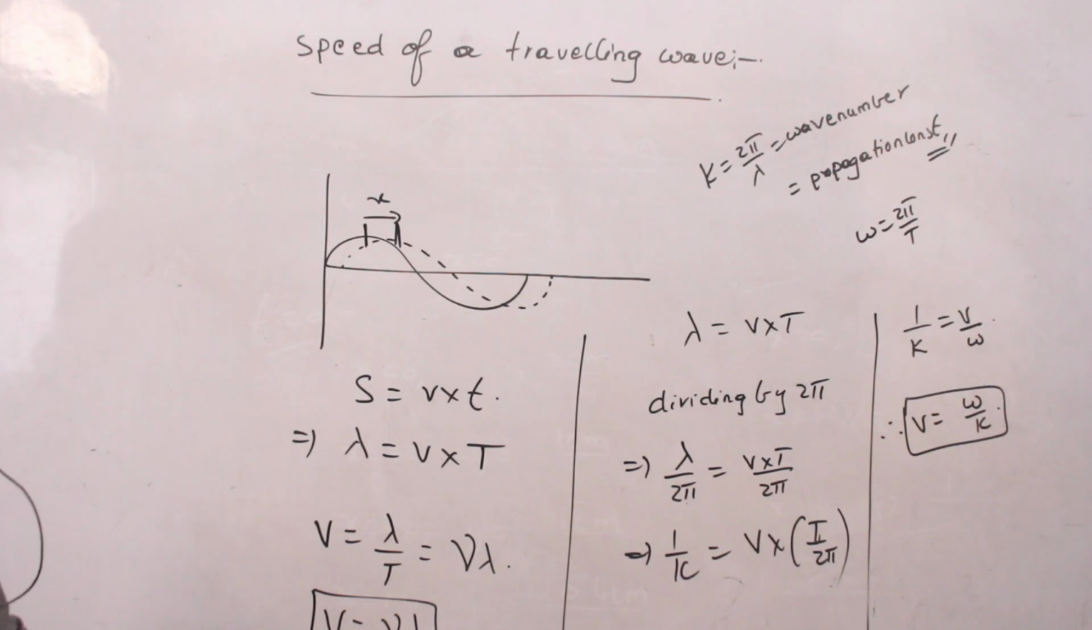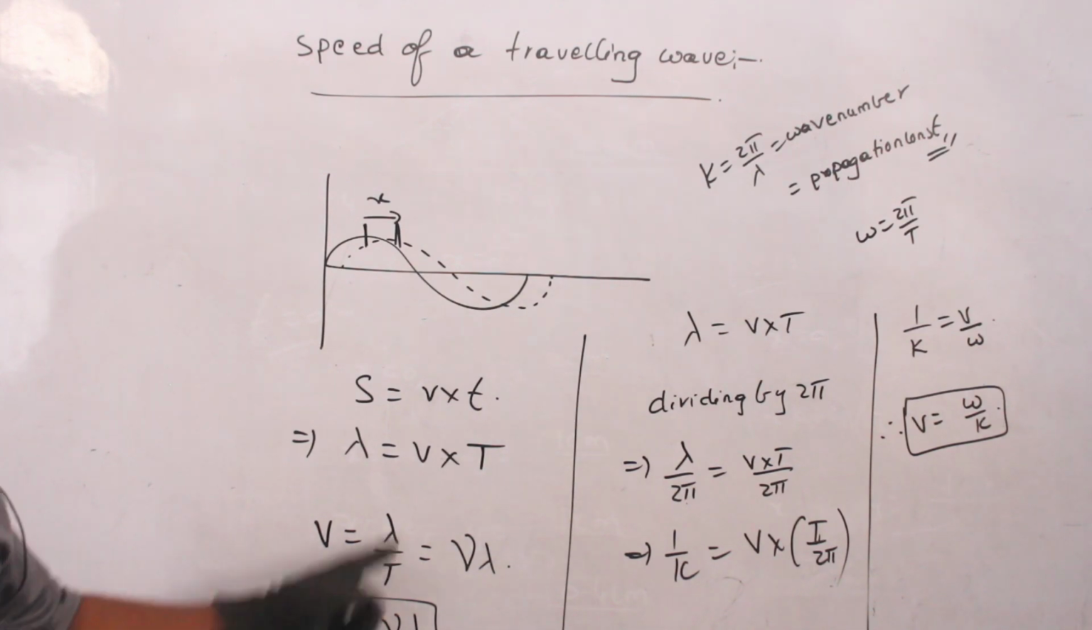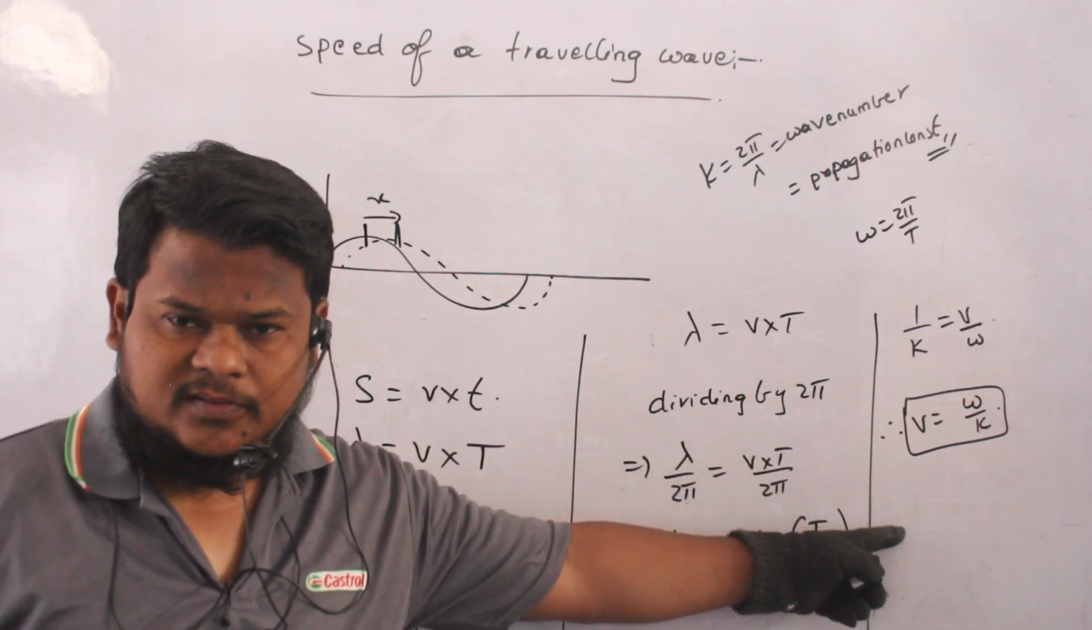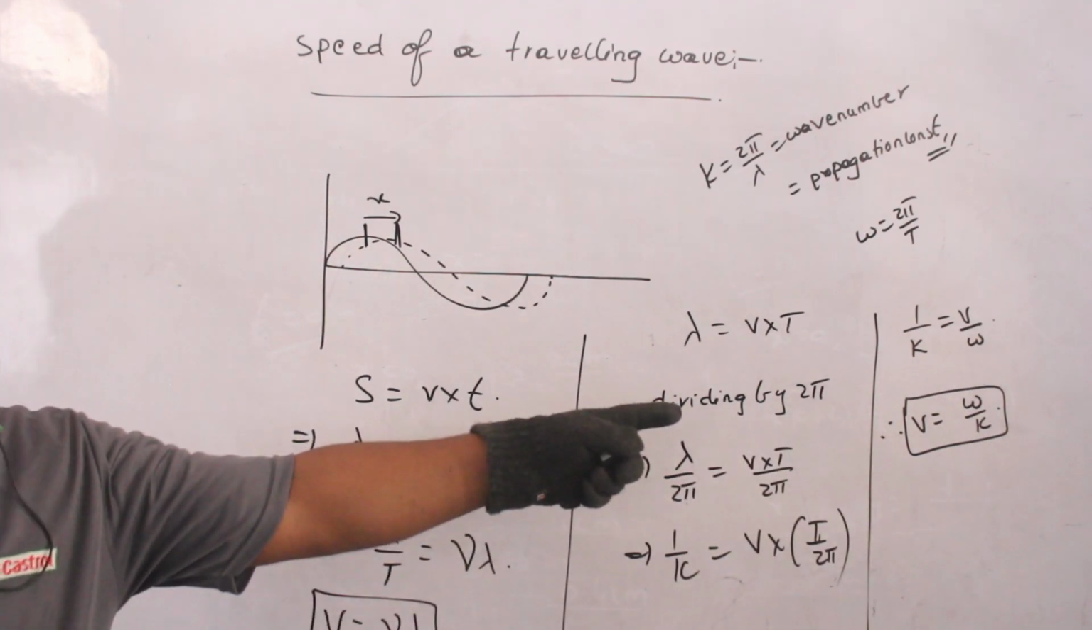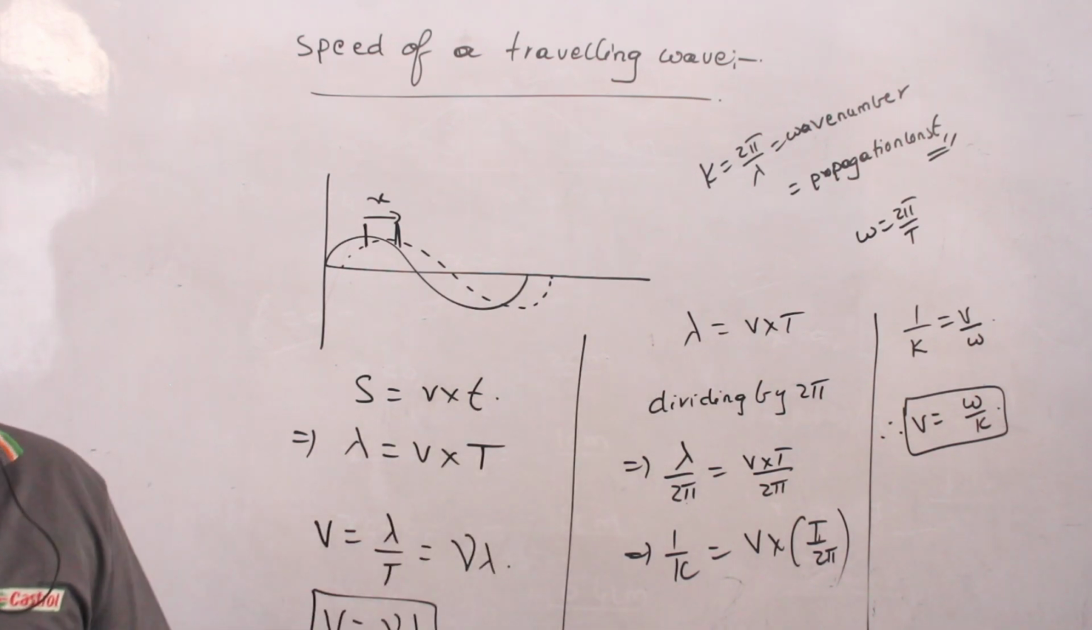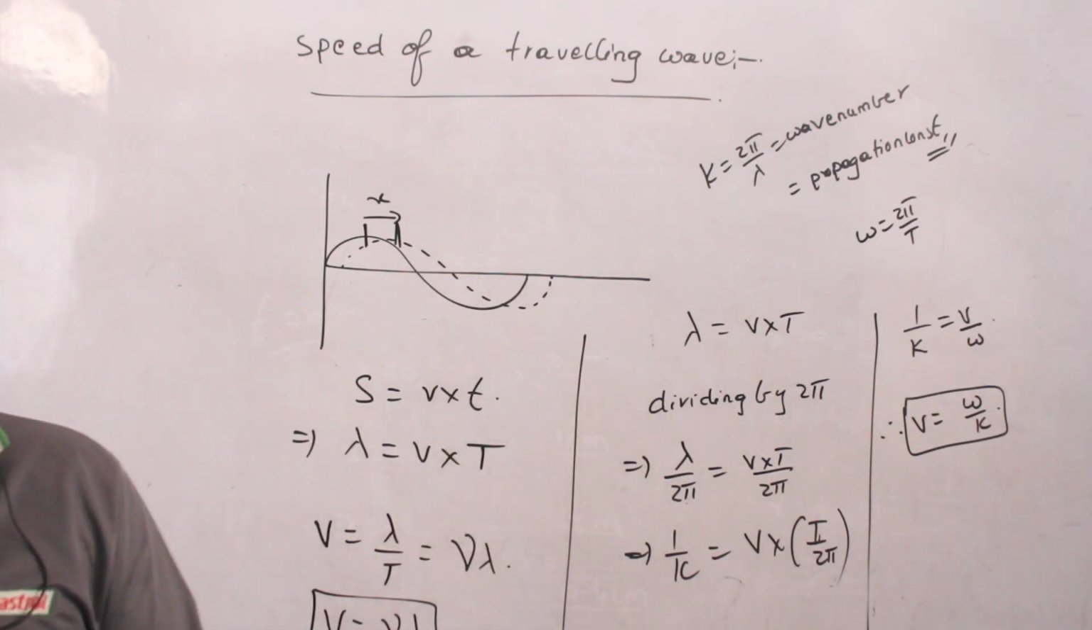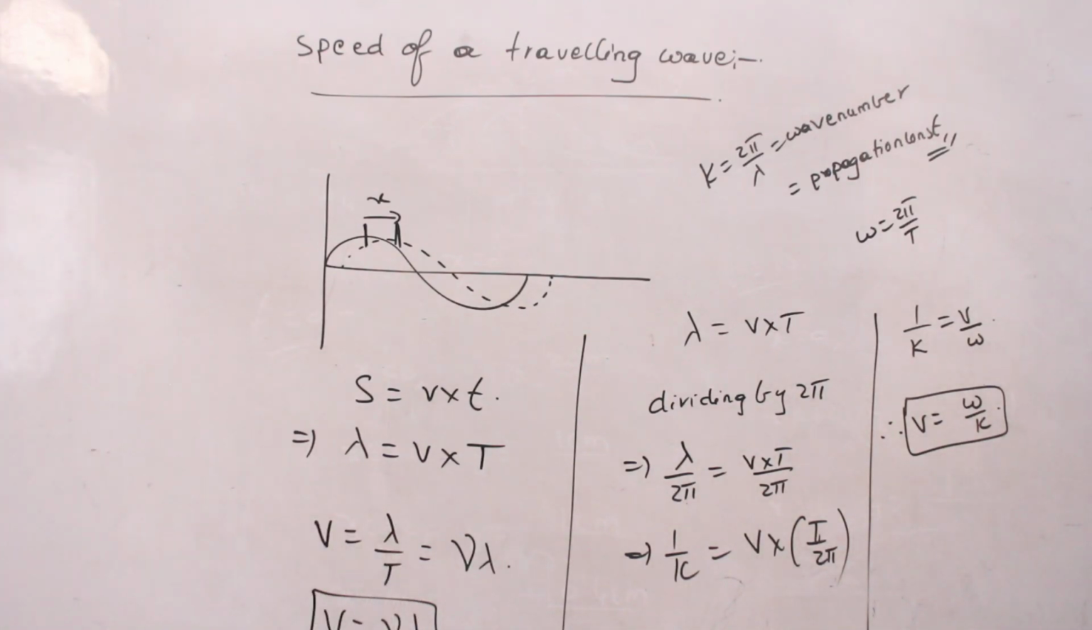Clear now? One relation we have already studied is v is equal to nu lambda. Another equation is velocity is equal to omega divided by k. So this is the velocity in terms of frequency, angular frequency, and propagation constant.